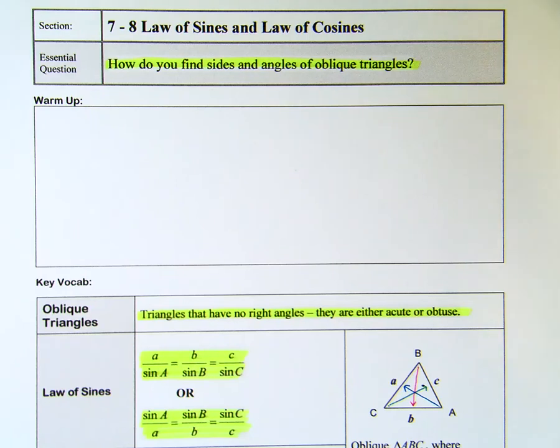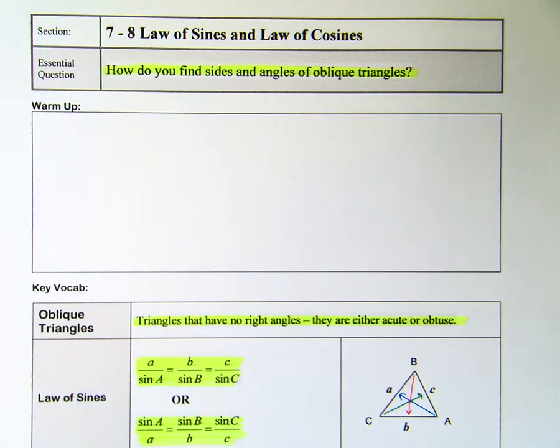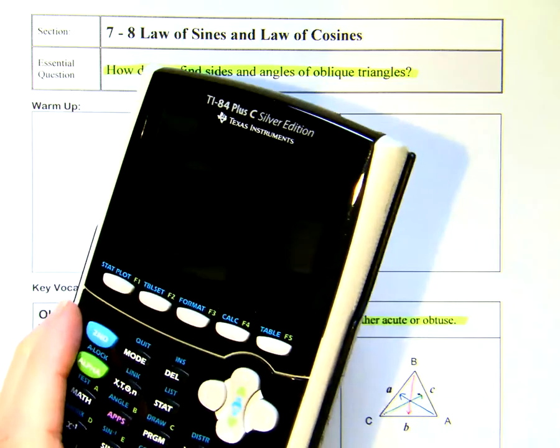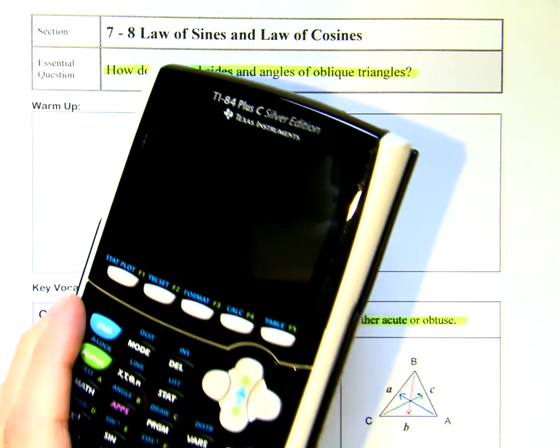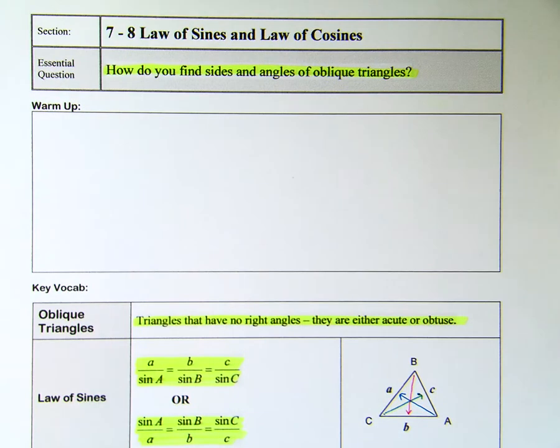Hello geometry scholars, today we're going to be continuing our work with trigonometry by looking at the law of sines and the law of cosines. Now as per usual, please make sure you have your notes or at least a blank sheet of paper to write on, something to write with, and a calculator. Again, a calculator is going to be extremely useful in solving the problems in this unit. So let's get into the law of sines and cosines.